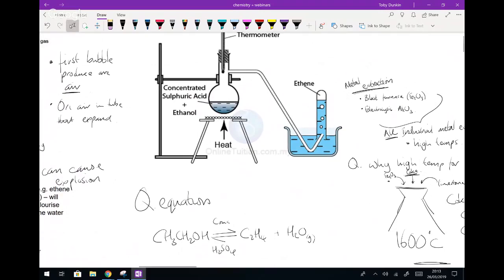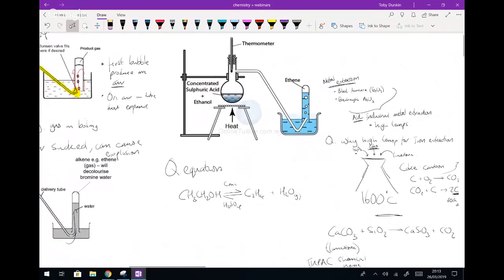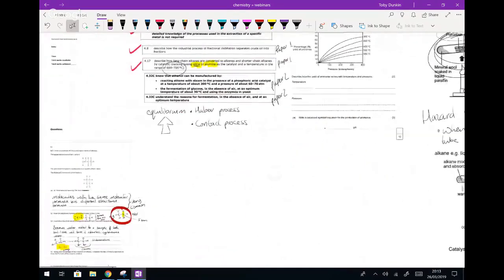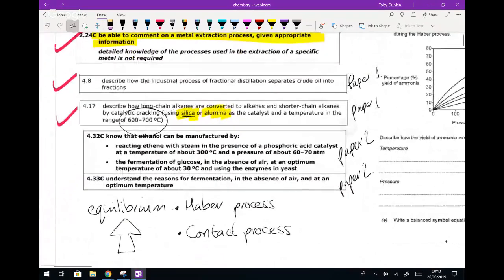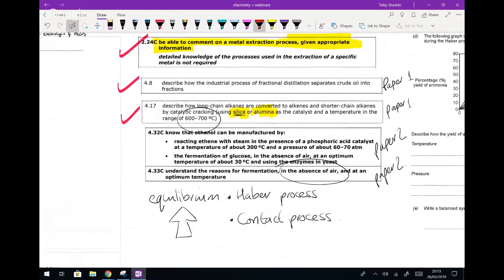Really nice. Why don't you see the water? Because the water dissolves into the water bath. I thought that was dead nice. I thought I'd show you the picture. Right. And at that point, just to quickly mention absence of air. For fermentation, why do you need the absence of air? Because the yeast will turn it into CO2 and water instead of ethanol if there's air present. Okay, that finishes all of our industrials.